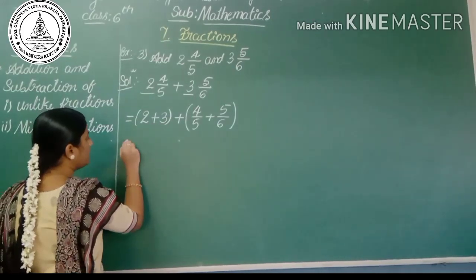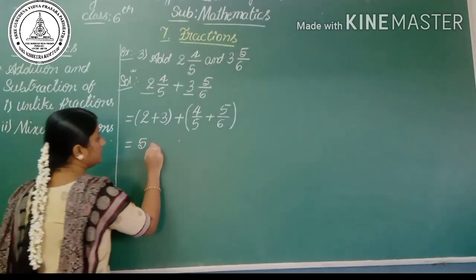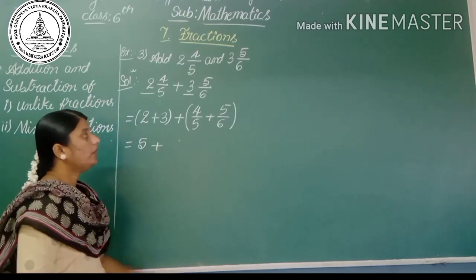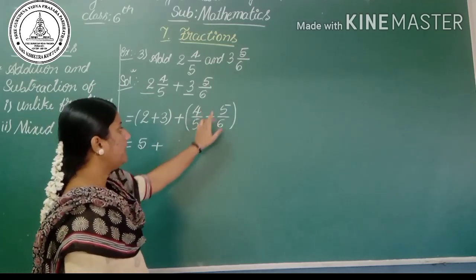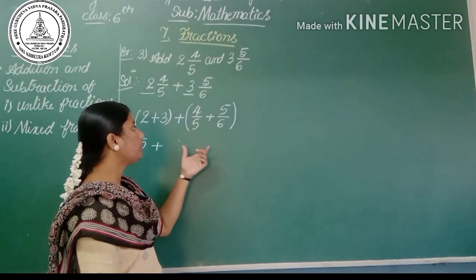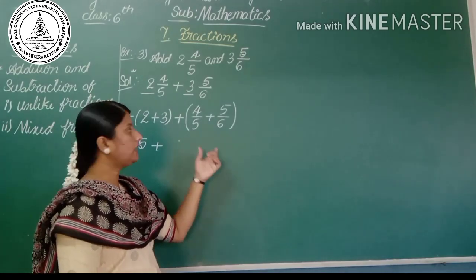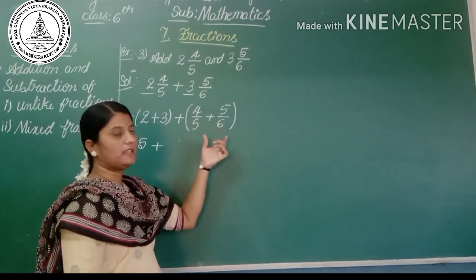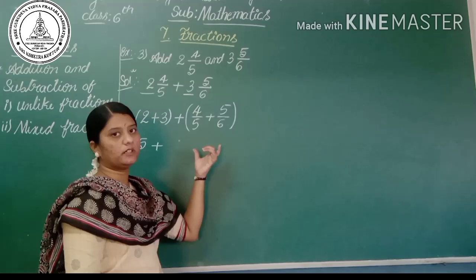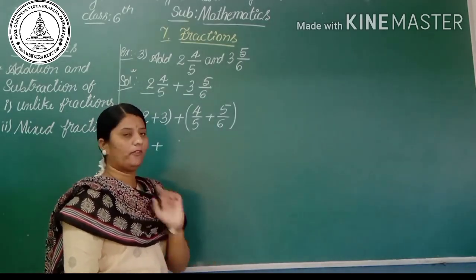2 plus 3 is equal to 5, we know that. Right. Then plus 4 by 5 and 5 by 6 is what we have to do here. 4 by 5 and 5 by 6 are unlike fractions. So we have to make them into like fractions by taking the LCM of the denominators 5 and 6. Here 5 and 6 are co-prime numbers, having the only common factor 1.